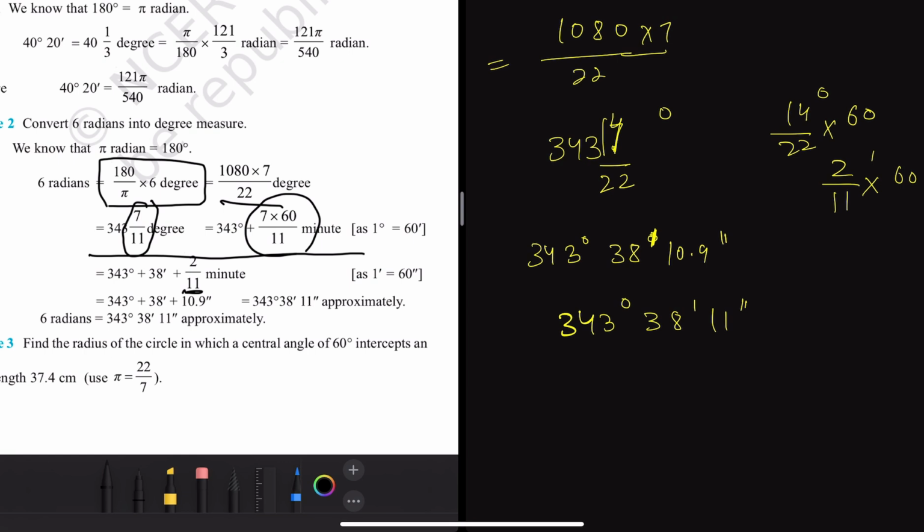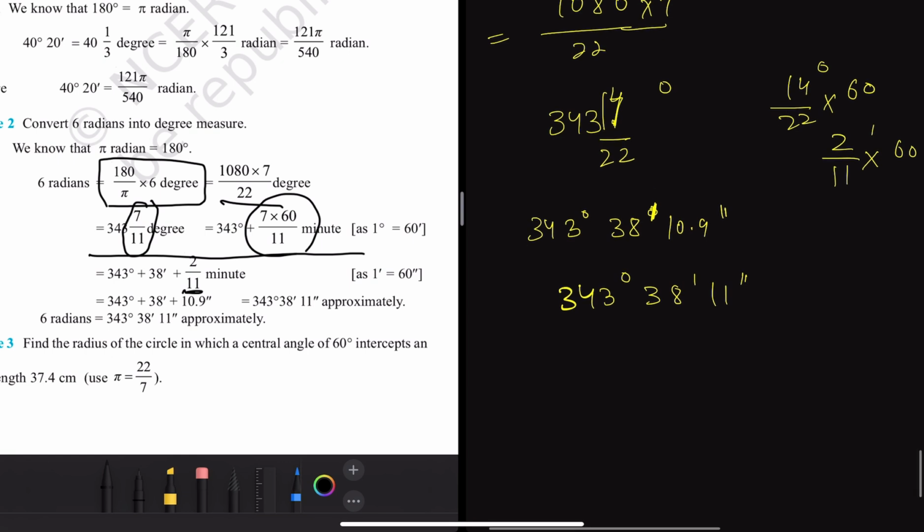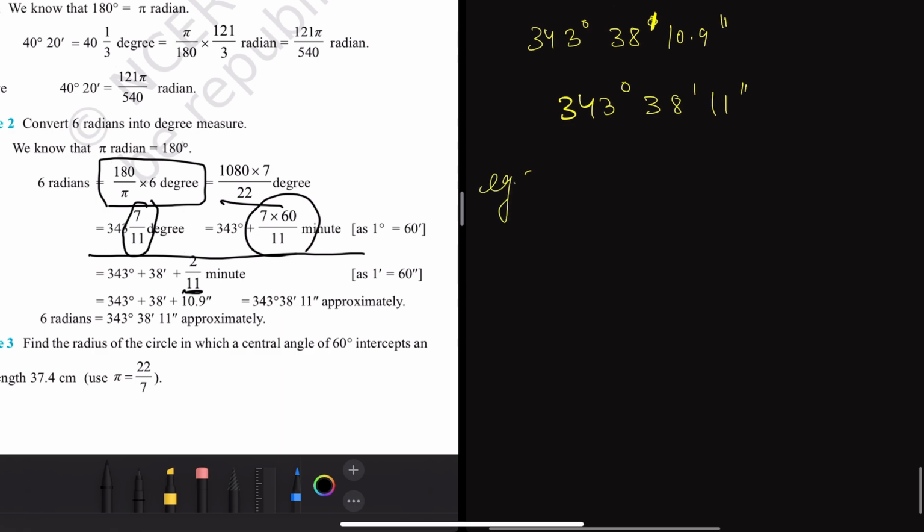So going forward, we will solve these questions in detail. Moving on to example number 3.